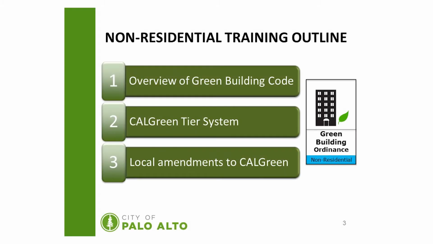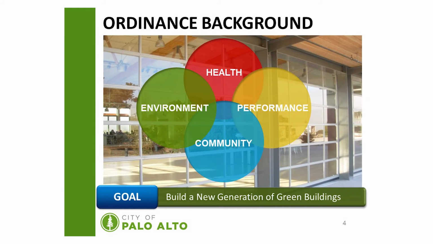This training outlines a brief overview of the Green Building Code, an overview of the CalGreen tier system, and a review of local amendments to CalGreen as it pertains to non-residential projects. You'll notice that the icon on the right-hand side identifies this slide deck as non-residential and the requirements associated with that. The goal of the Green Building Ordinance is to build a new generation of green buildings related to these four categories: environment, health, performance, and community.